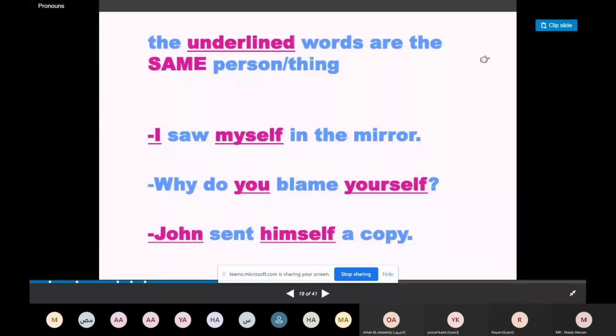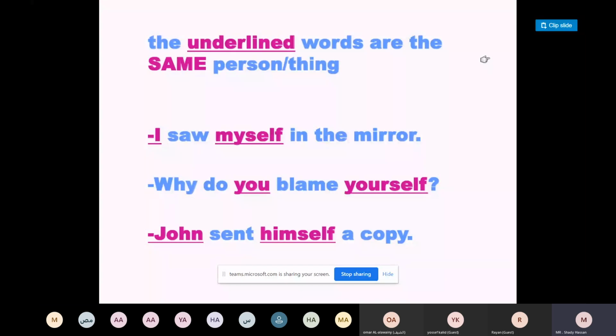Well, when you say, for example, I saw myself in the mirror, here myself is a reflexive pronoun, because the emphatic pronoun is never separated from the subject or the subjective pronoun. So if it's emphatic, it's going to be I myself. I myself, so myself here is an emphatic pronoun. But saying I saw myself, here I separated the pronoun myself from the subject I. That's why it's a reflexive pronoun here.